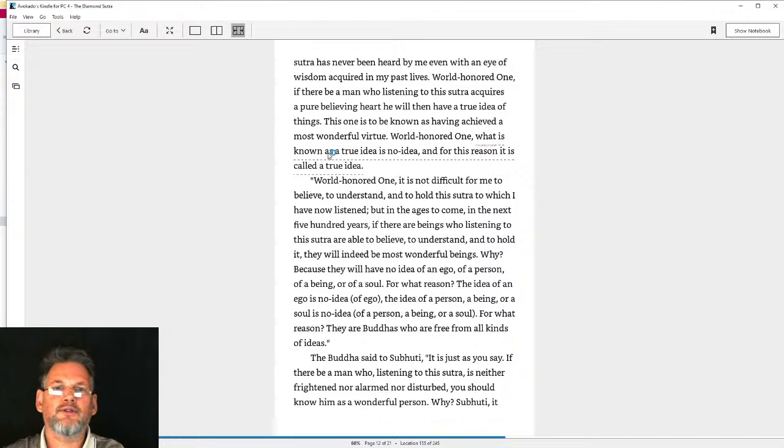What is known as a true idea is no idea. And for this reason, it is called a true idea. So that's kind of a little bit the same. What is known as a true idea? If it's true, it comes from someone with cosmic consciousness, right? True idea. But then it's not an idea, because its idea is in the world of form. And for this reason, it's called a true idea. So a true idea is formless, right?